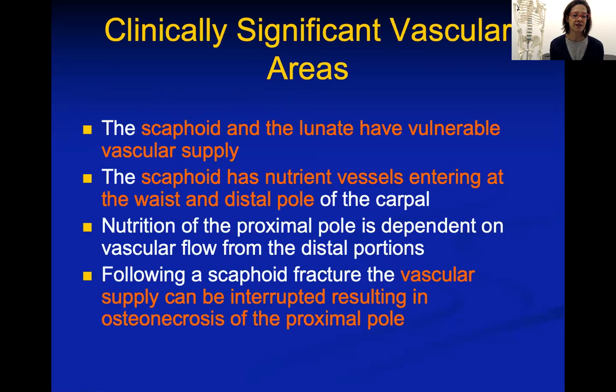The clinical significance for the vascular areas, the scaphoid and the lunate have vulnerable vascular supplies. So the scaphoid has nutrient vessels entering at the waist and the distal pole. So instead of it going from proximal to distal, it loops distally and then loops back and comes down back into the scaphoid. So nutrition of the proximal pole is dependent on the vascular flow from these distal portions. Following a scaphoid fracture, the vascular supply can be interrupted, resulting in osteonecrosis of the proximal pole.